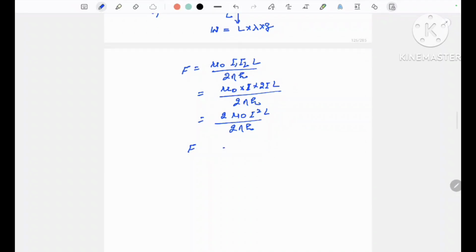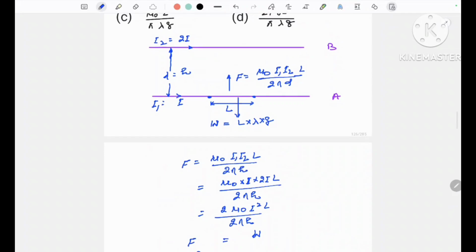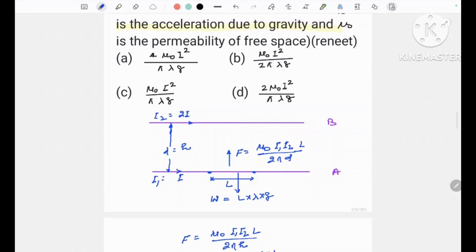For the balanced condition F will be equal to W, or 2 mu dot I squared L by 2 pi h will be equal to L lambda g. The 2 cancels with 2, L cancels with L, so mu dot I squared by pi h is equal to lambda g, and h will be mu dot I squared by pi lambda g. So the value of h is mu dot I squared by pi lambda g, C is the correct option.